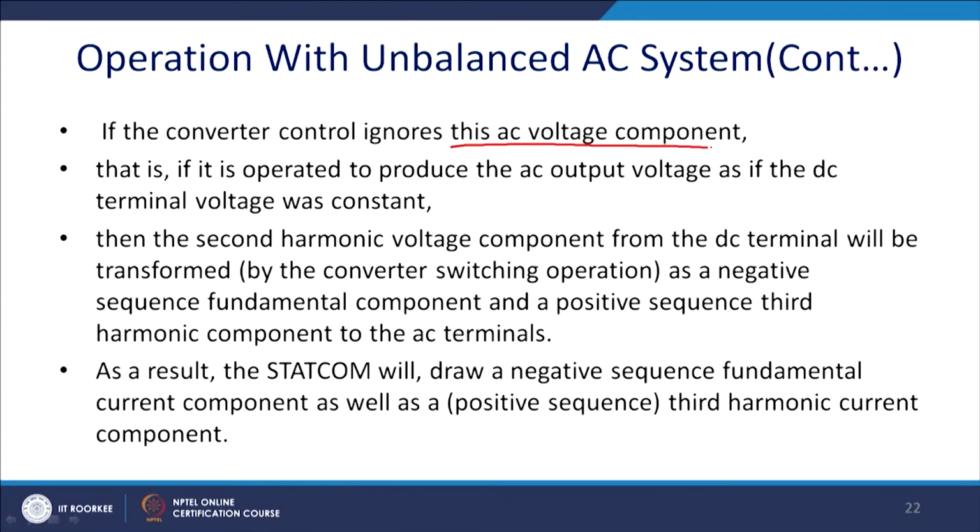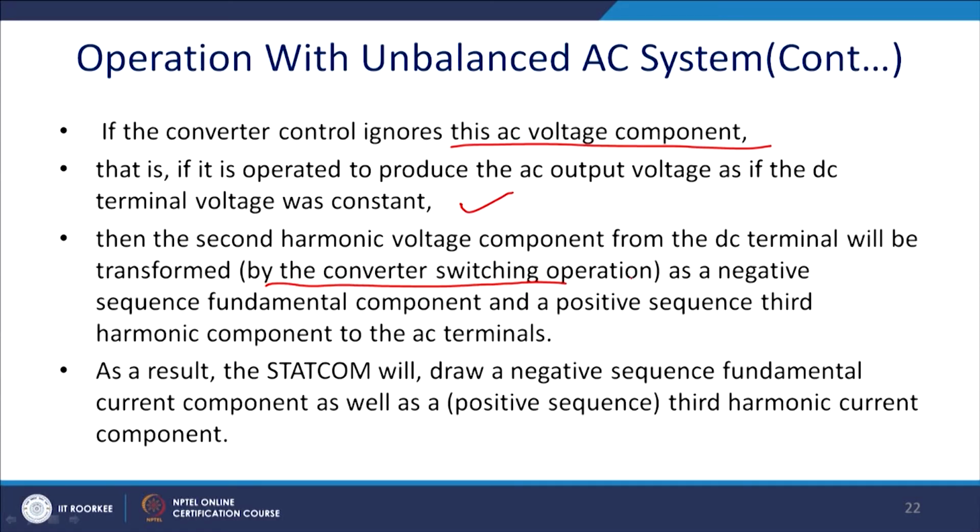Now, if the converter control ignores this AC voltage component, that is, if it is operated to produce the AC output voltage as if the DC terminal voltage is constant, then the second harmonic component from the DC terminal will be transformed by the converter, by the switching operation, into the negative and the positive sequence of the fundamental components. As a result, it will draw the negative sequence of the fundamental component as well as the positive sequence and a third harmonic component from the source.